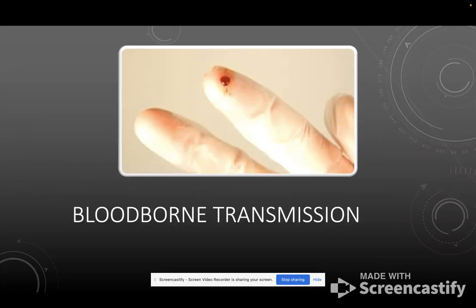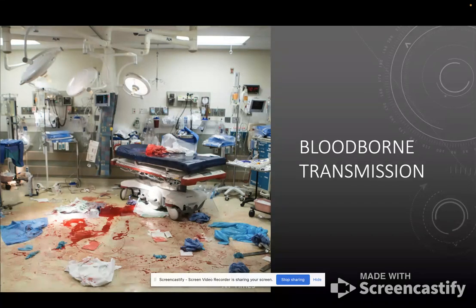Bloodborne transmission, so if we have an illness or disease that is transmitted by blood, you may see a picture like this and think, you've got blood everywhere. So your main concern should be making sure that you're wearing the PPE that is needed and using all precautions possible so that we don't spread that to someone else. Some examples of these: hepatitis B, hepatitis C, HIV, syphilis, malaria. Any of those can be spread by bloodborne.